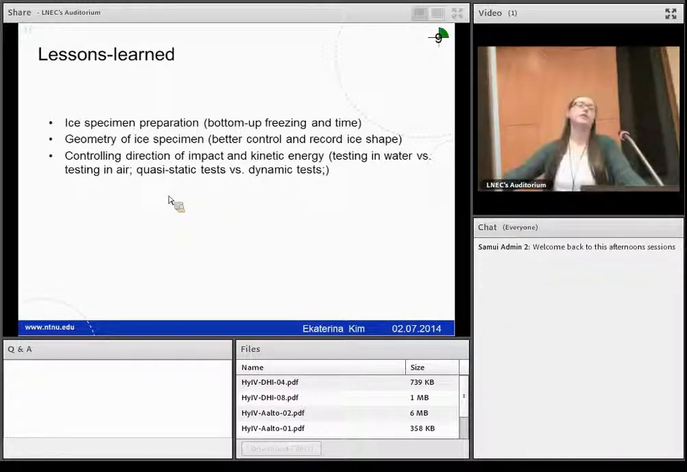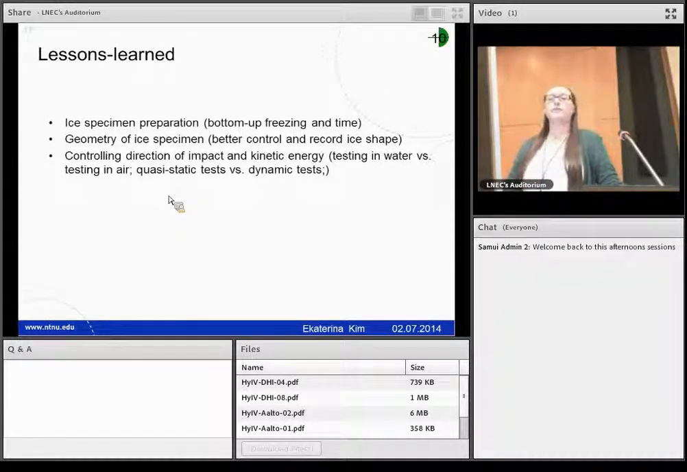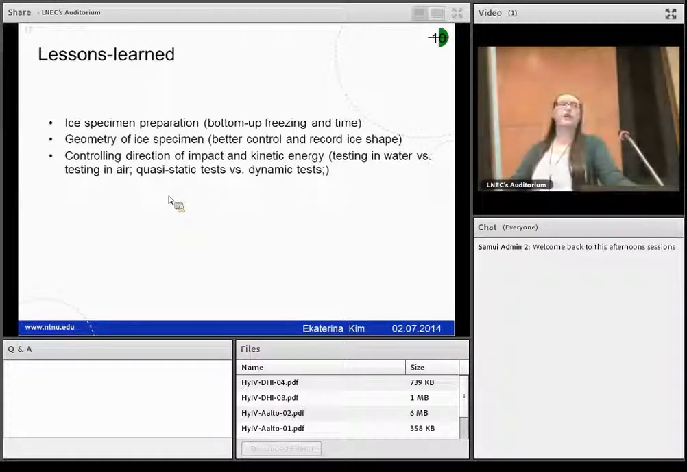Most of our impact was eccentric in nature rather than direct impact. And then feasibility of the test in water versus the direct testing in air should be considered in the future. In addition, the ice mass should have sufficient energy in order to create deformations in the structure. And for that, maybe quasi-static tests versus dynamic tests should also be considered in future.